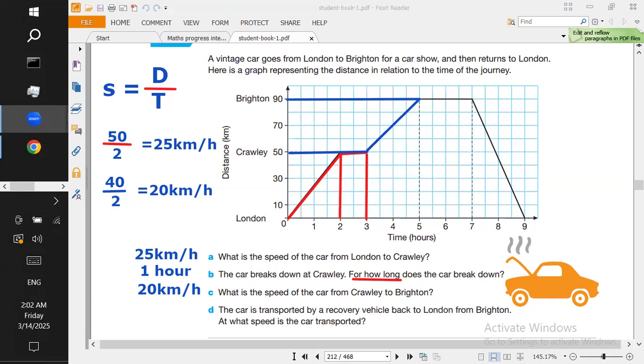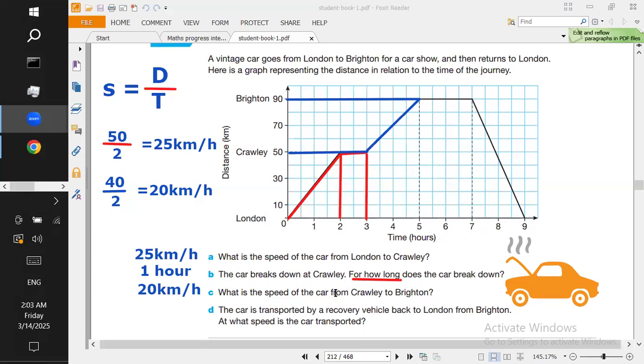Okay. Now, let's move on. Focus on this. From here till here, it's 2 hours. This is the first hour and the second hour. Focus on how to find the time because it's very important. Now, the next question, the car is transported by a recovery vehicle back to London from Brighton. So from here till here. At what speed is the car transported?